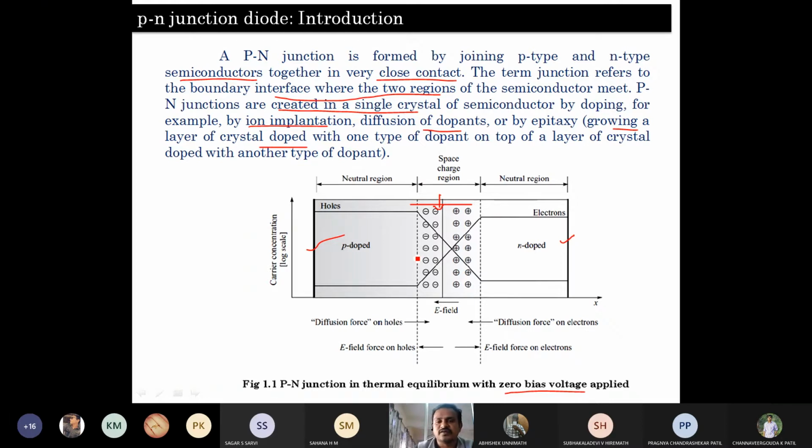The current or the voltage is due to the movement of these charge carriers. Once the charge carriers come, once again there is a category of majority and minority. Most of the time we are going to neglect the movement of minority charge carriers. So we are going to concentrate only on the majority charge carriers.